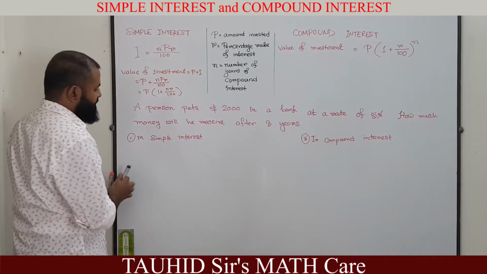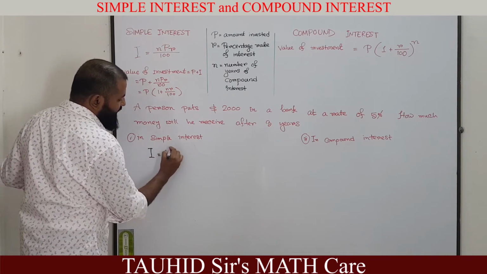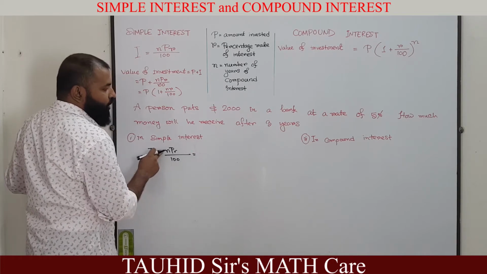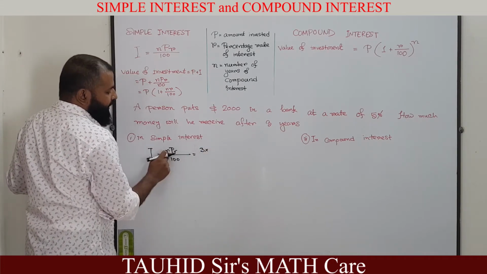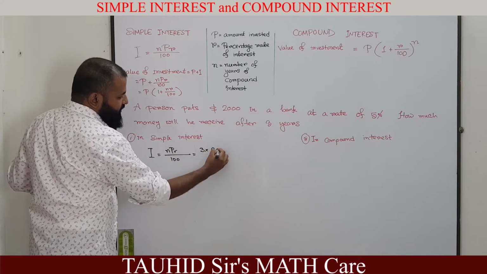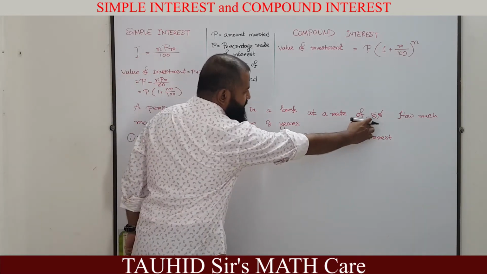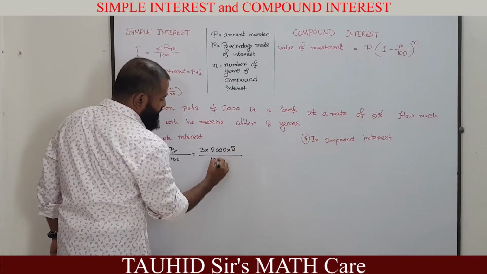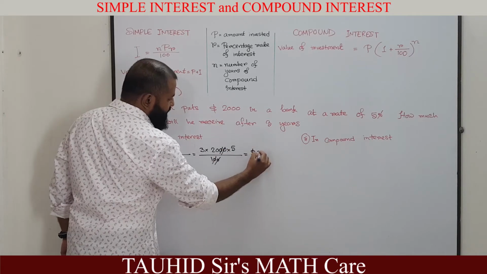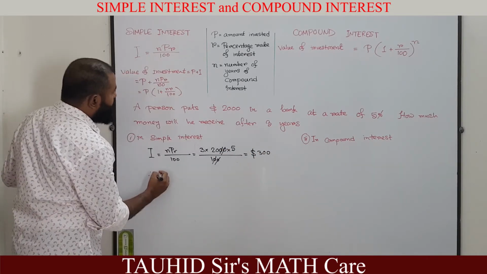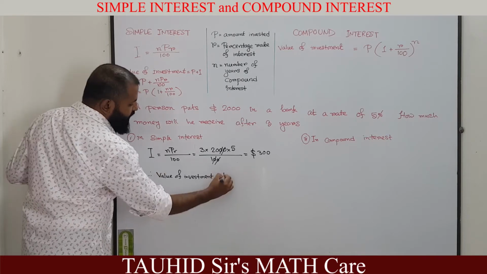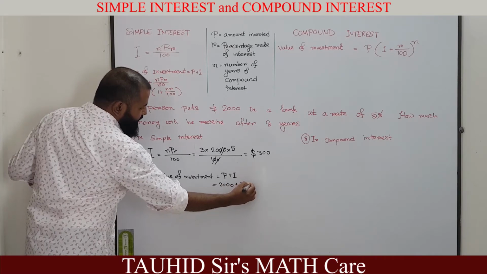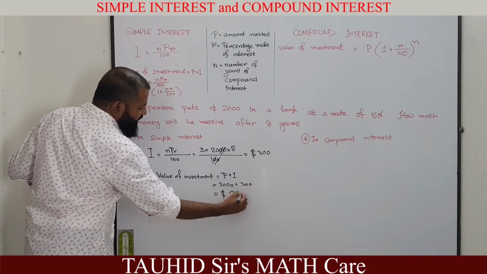So in simple interest, I equal to NPR divided by 100. That means N, how many years? 3 years. P, what amount he invested? 2000. R, what is the percentage rate of interest? 5%. Divided by 100. $300. Therefore, the total value of investment equal to P plus I, 2000 plus 300, that means $2,300.